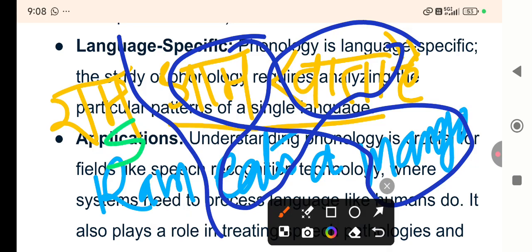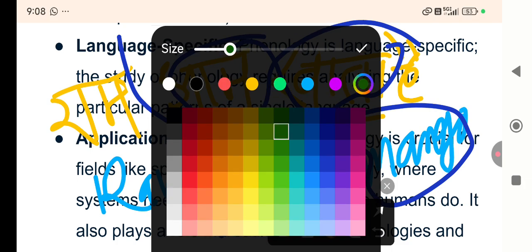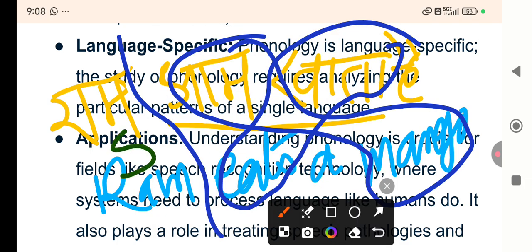Subject, then here I'm writing it again. Wait a minute. That's the subject, okay, then this is the object. So here the object is here, and here then the verb, and here the verb.